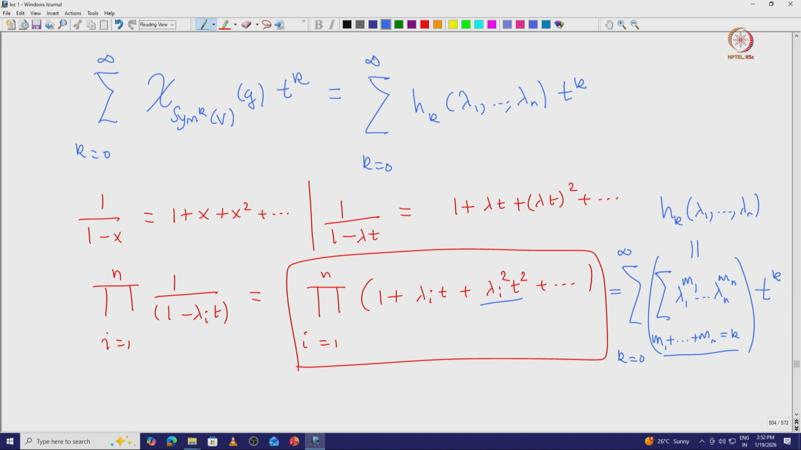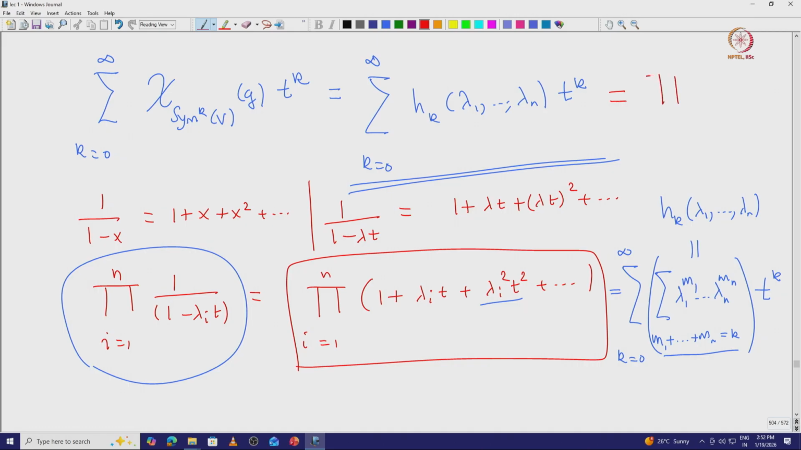lambda n. So, that tells you that this product is indeed equal to this summation. So, that actually tells you that this can be written as follows. You take the product, i ranging from 1 to n, of 1 divided by 1 minus lambda i t. So, this is what we get. So, now let us use this identity and then rewrite everything in terms of lambda i's.